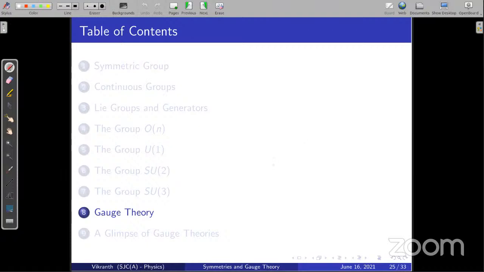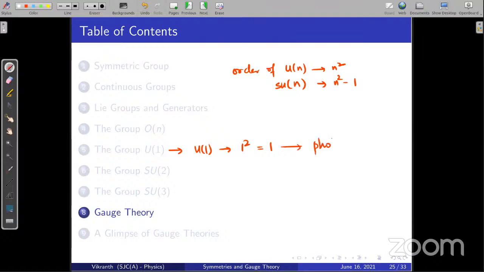All right. So let's briefly talk about the orders of each group before we proceed to gauge theory. The order of U(n) is n squared, and the order of SU(n) is n squared minus 1. Now let's look at the orders of each group that we've discussed. For U(1), the order is 1 squared, which is equal to 1. That corresponds to the photon.